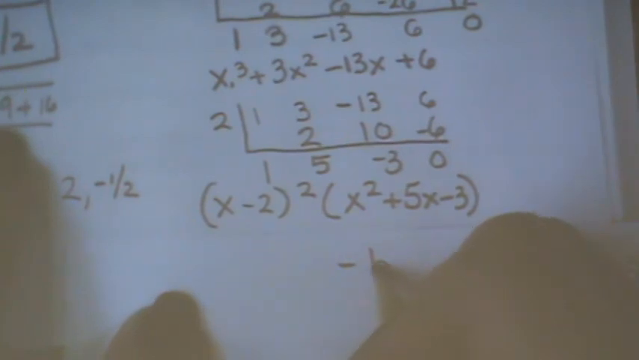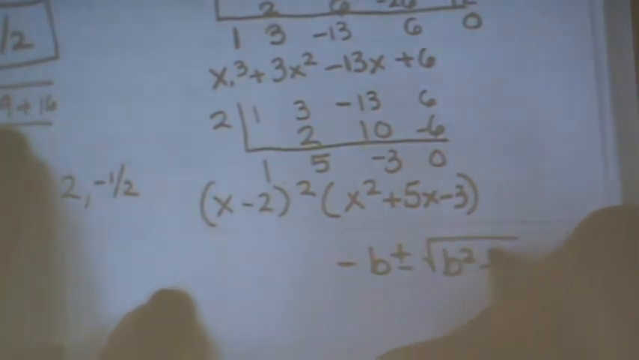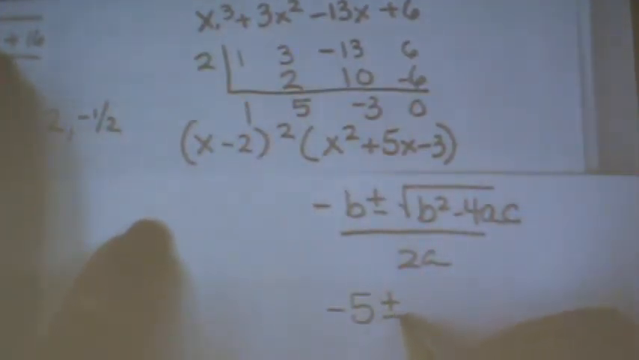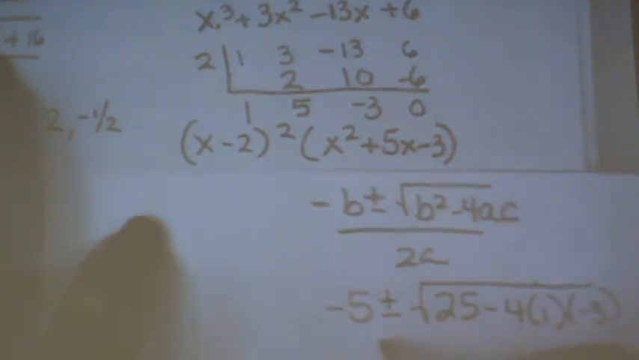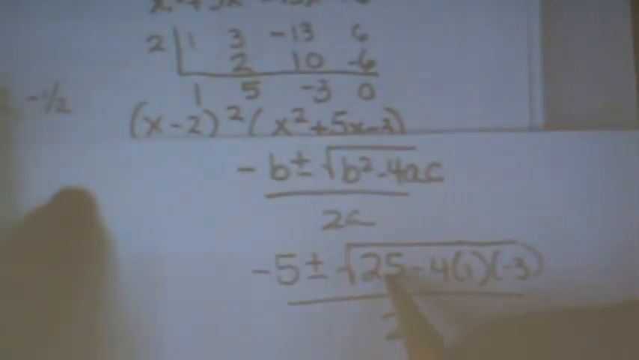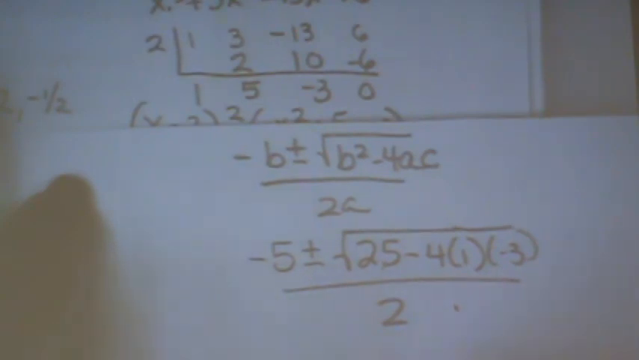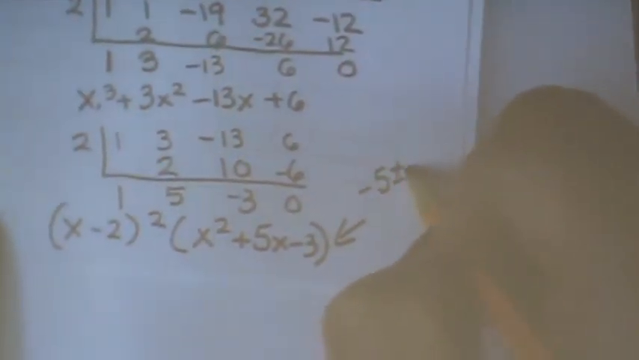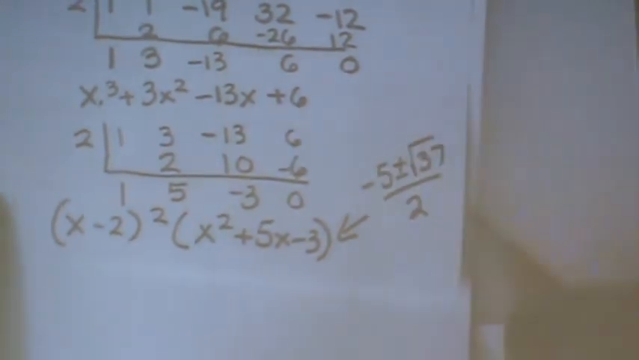So you're going to do negative b plus or minus the square root of b squared minus 4ac all over 2a. So you have negative 5 plus or minus the square root of 5 squared, which is 25, minus 4 times 1 times negative 3, all over 2. So you end up with 25 plus 12, which is 37. So these are two irrational zeros. So our answer for this is we have two 2's, and then we also have for this one negative 5 plus or minus the square root of 37 all over 2.